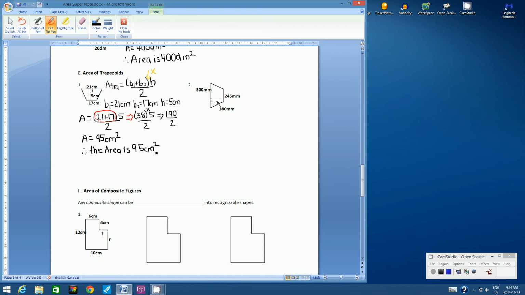Okay, so let's go on to question 2. Again, we're looking for this dotted line. This dotted line means it's the height. The height is 180 millimeters. And then we have the two bases that are perpendicular. Actually, it wouldn't be wrong to put another perpendicular symbol here, would it? Okay, so let's begin. Formula line. Area of a trapezoid equals bracket base 1 plus base 2 times height all over 2.